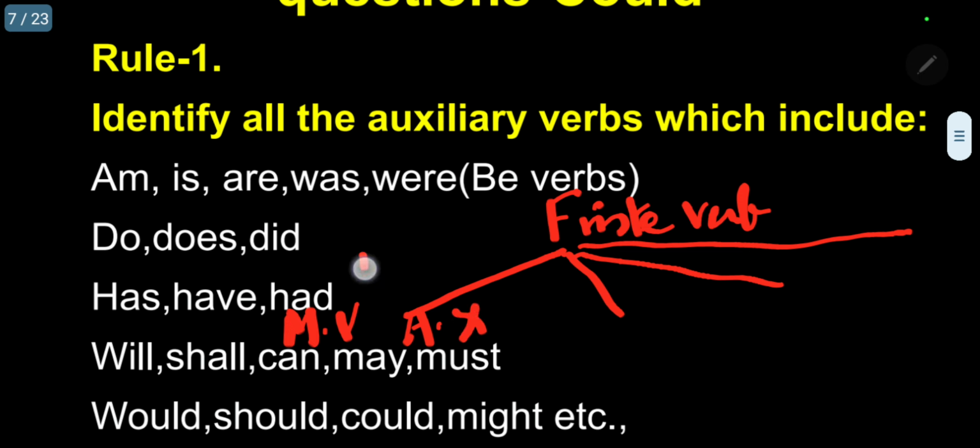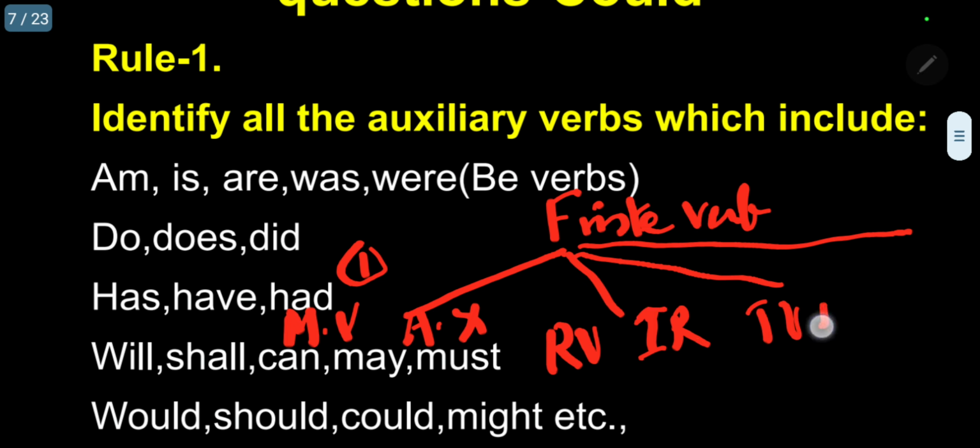This is type 1. Number 2, regular verb and irregular verb. Type 3, transitive verb and intransitive verb. And 4th, strong verb and weak verb. This is the 4th type. So finite verb I can classify further into 4 types: main verb, auxiliary verb, regular verb, irregular verb, transitive, intransitive, strong and weak. All these types with examples I have discussed.